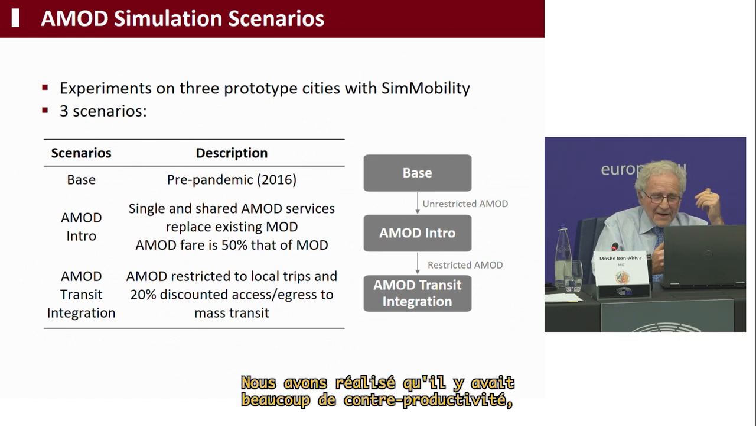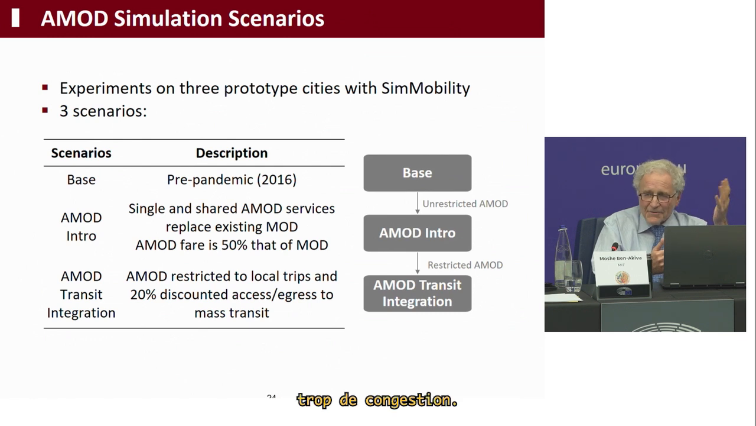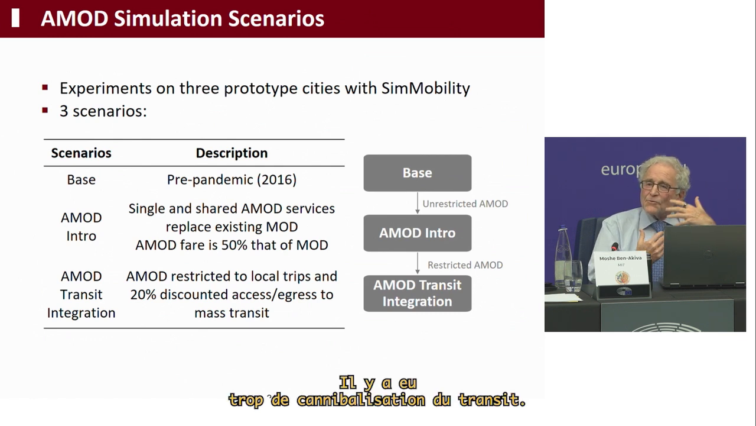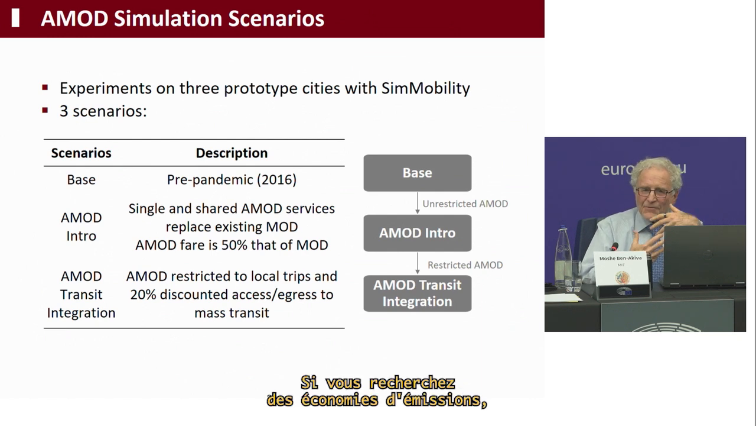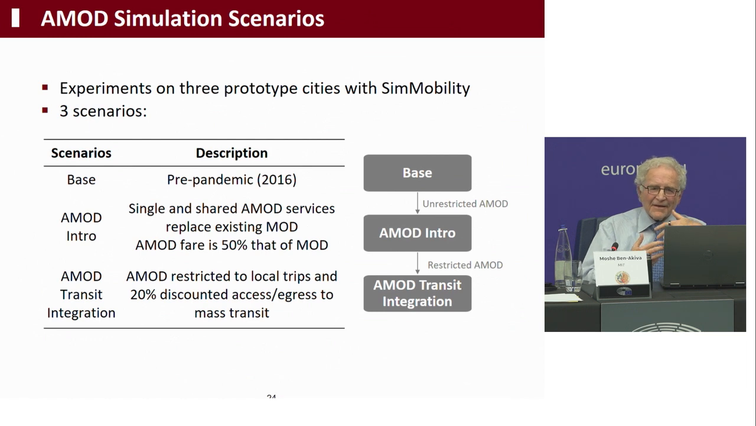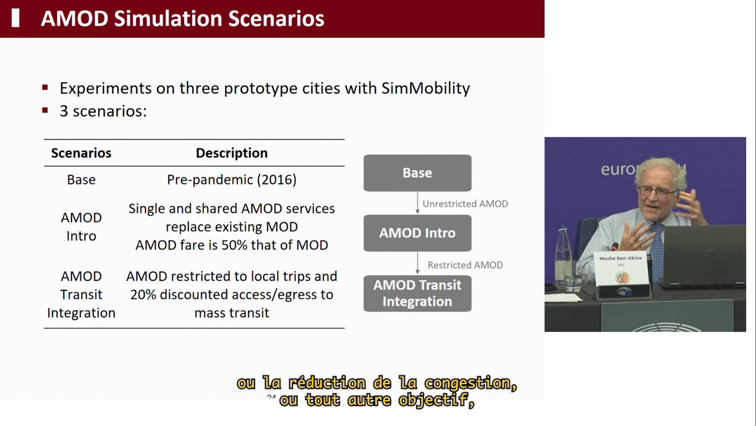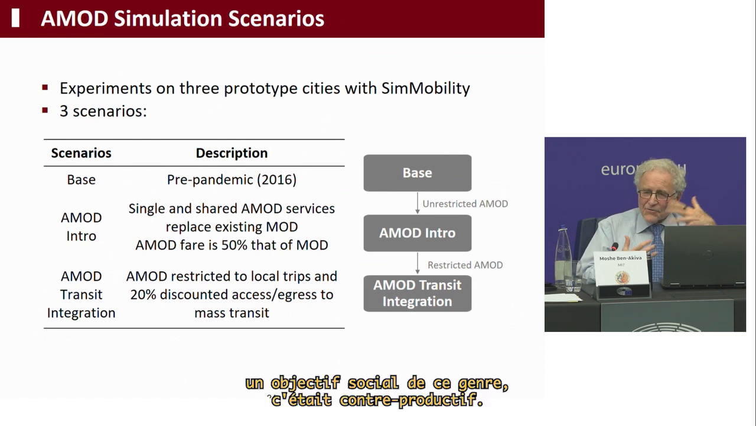And then we realized that there was a lot that was counterproductive. There was too much congestion. There was too much cannibalization of transit. It was counterproductive. So if you are looking for emission savings or reducing congestion or any kind of social objective of the kind, it was counterproductive.